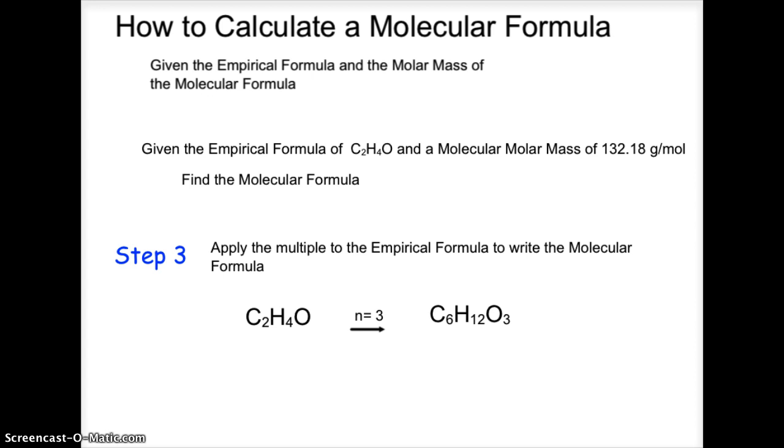So the empirical formula was C2H4O. The molecular formula then is C6H12O3, where I just took these terms and I multiplied them by 3. This is the molecular formula, and that's the answer to the problem.